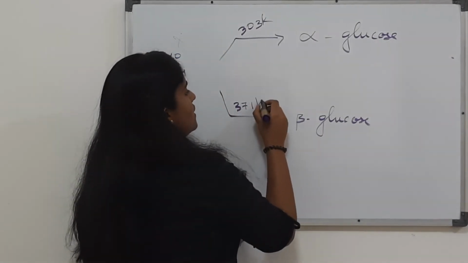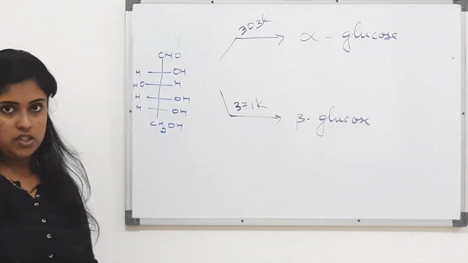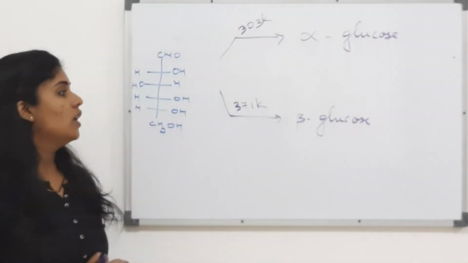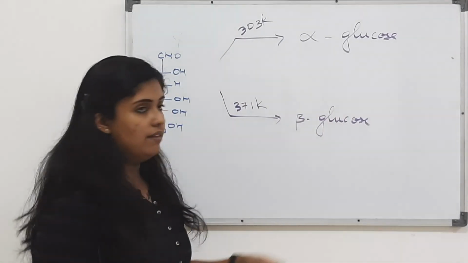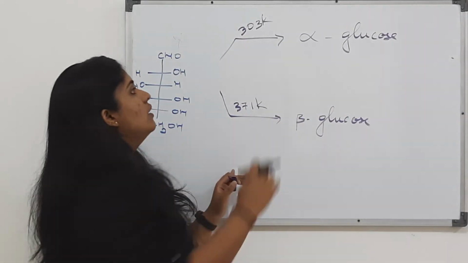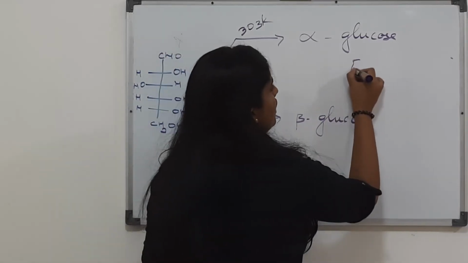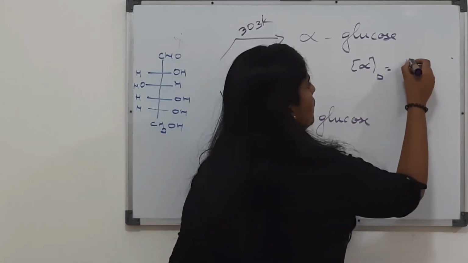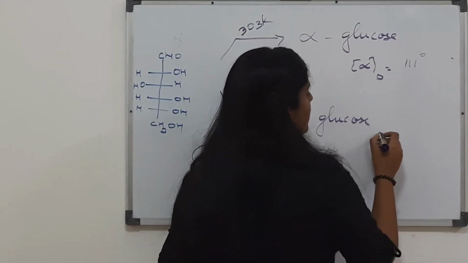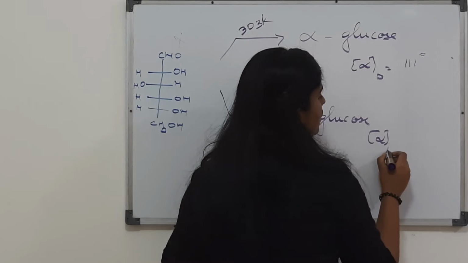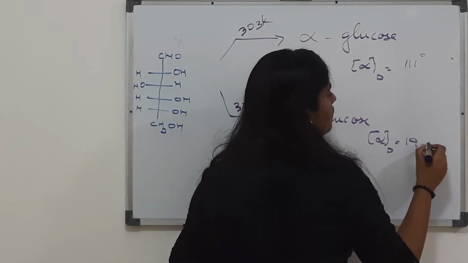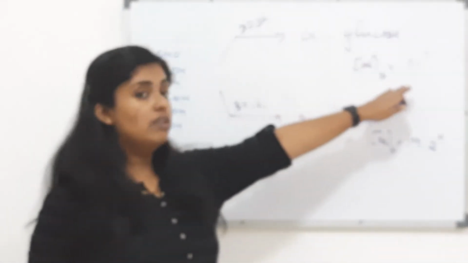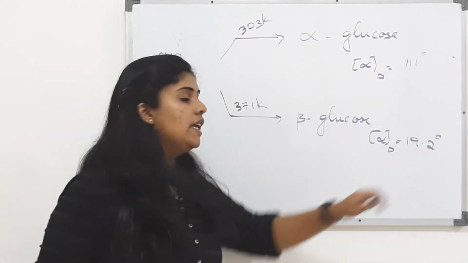Above 371 Kelvin, from a saturated solution of glucose, we get beta glucose. So we get two forms, alpha and beta. Alpha has a specific rotation of around 111 degrees, and beta has a specific rotation of around 19.2 degrees.